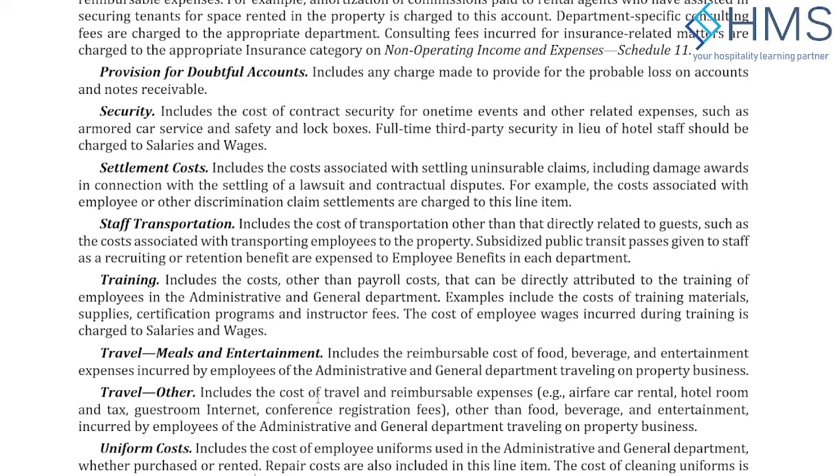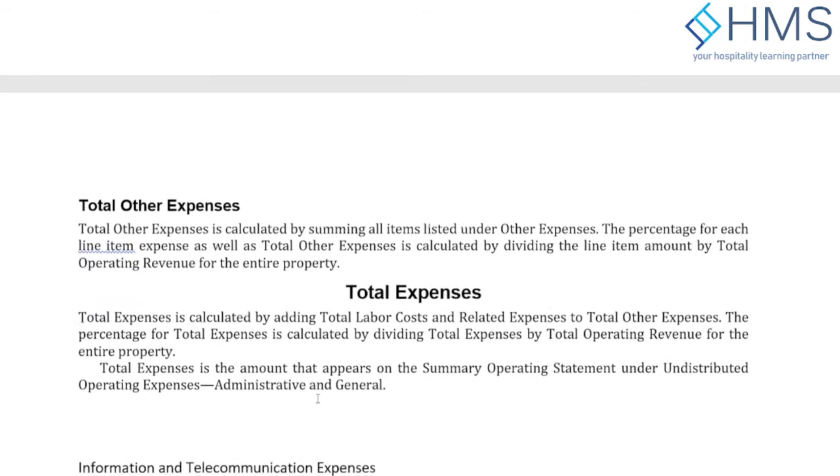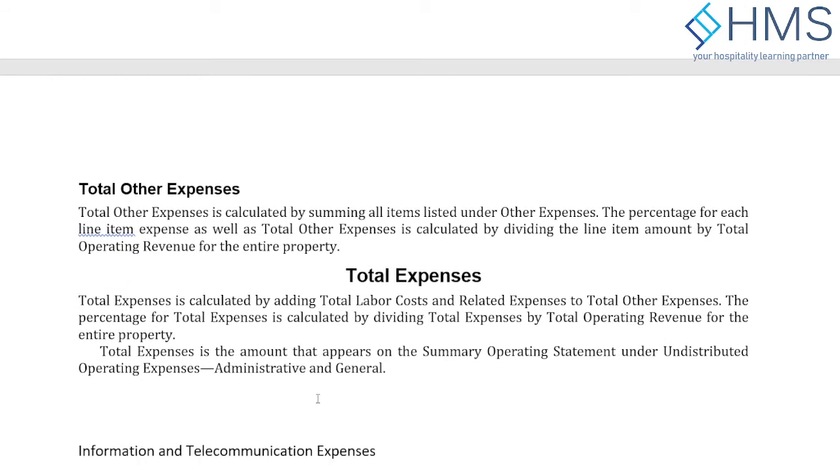Then you have traveling, meals and entertainment, and travel others, which is for when you are traveling for official purposes. The meals and entertainment, meaning the gratis and the meals, will go to one account. The cost of hotel, ticket and the booking fees or the guest room internet will go into travel others. Then you have uniform and uniform laundry, which is for the uniforms of the A&G department and also the cleaning cost of the A&G department. So that's the overall expenses for the administrative and general department. In the next video, we're going to be looking at the IT expenses.